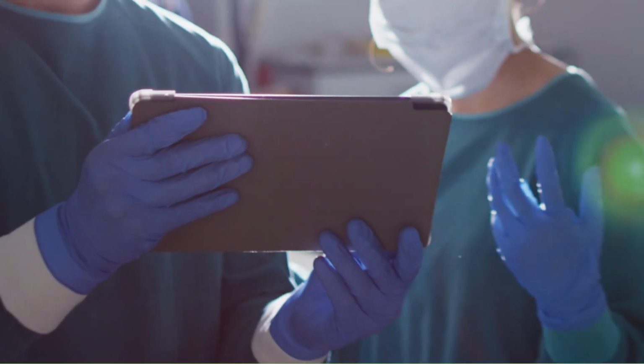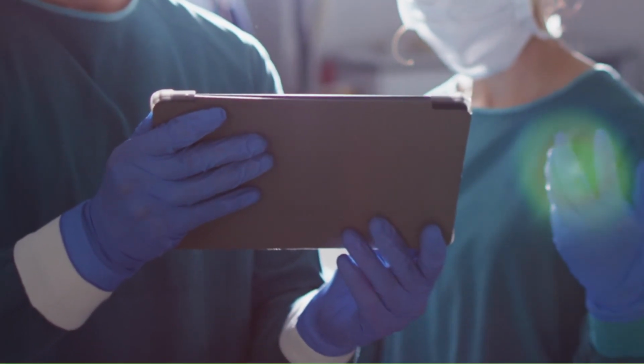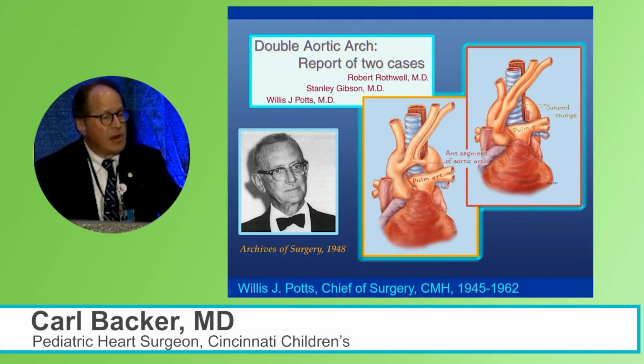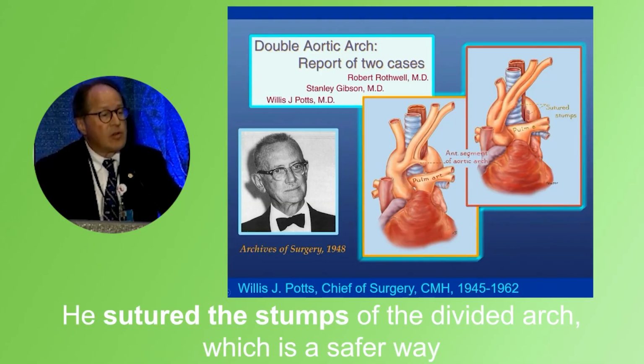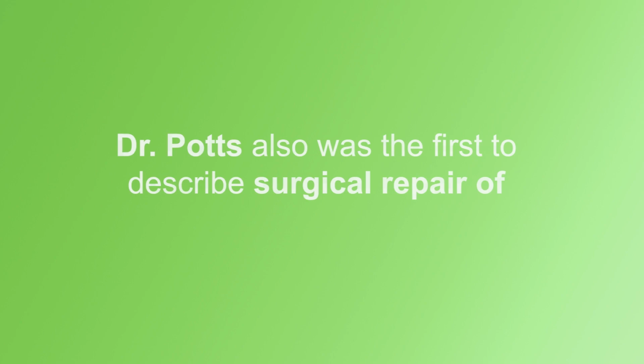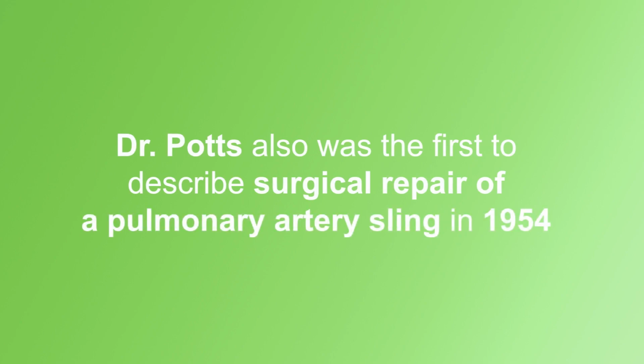However, Willis Potts, the chief of surgery in Chicago, had a slightly different technique. He also divided a double aortic arch, but you'll notice that he sutured the stumps of the divided arch, which is a safer way to do this and is now the standard of care. Dr. Potts was also the first to describe surgical repair of a pulmonary artery sling in 1954.